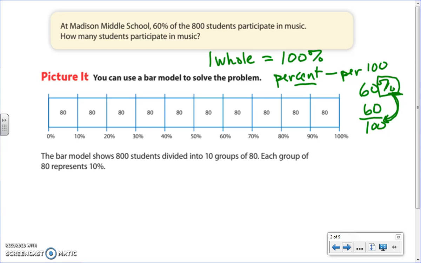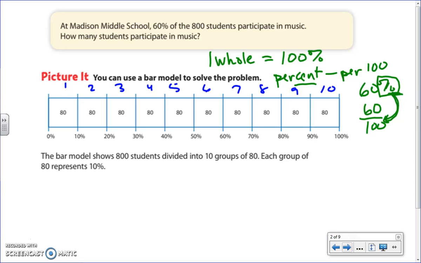So the first little deal here says we can picture this using a bar model. Because I know that 100% represents a whole, meaning all of the students, what I can do is separate this. I can just make 10 divisions. You can count 1, 2, 3, 4, 5, 6, 7, 8, 9, 10.